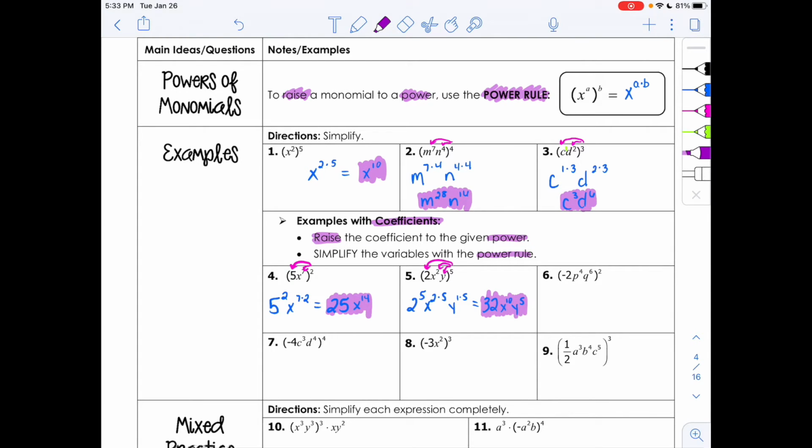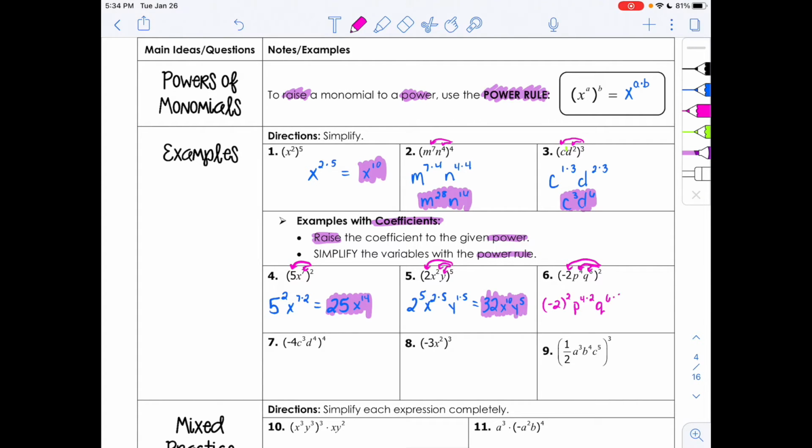And let's take a look at one more. Let's take a look at number 6, because you can see that coefficient is a negative 2. So my exponent outside the parentheses is a 2, and it will be applied to the coefficient, to my p variable, and my q variable. So when I apply it to the negative 2, so negative 2 squared, we want to make sure that we put that negative 2 in parentheses.